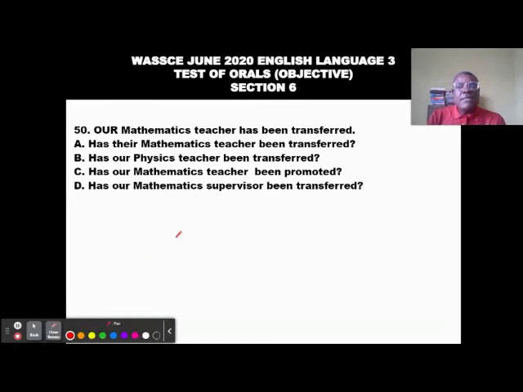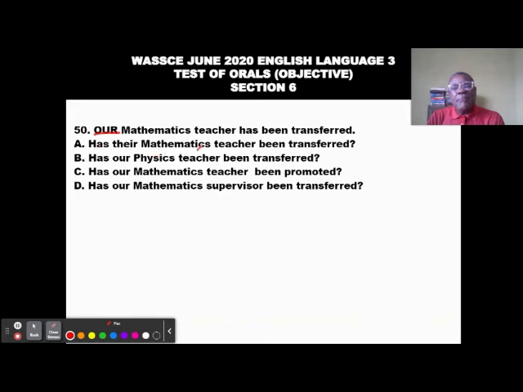Our mathematics teacher has been transferred. Emphatic stress is on our. So it was our mathematics teacher that was transferred, not your, not his, not their mathematics teacher, as the case may be. So the emphasis is on whose mathematics teacher was transferred. Our mathematics teacher, ours, not theirs, not yours. Okay. So let's go through the options.